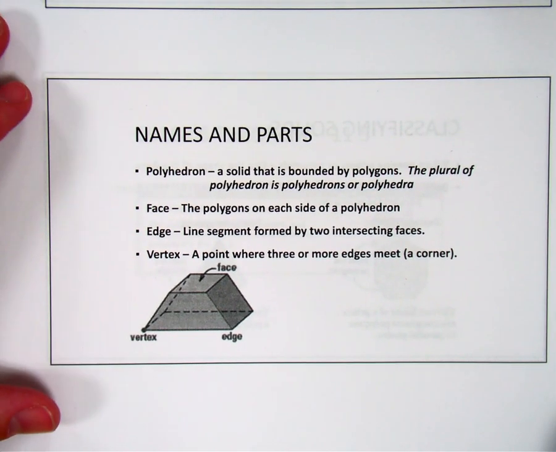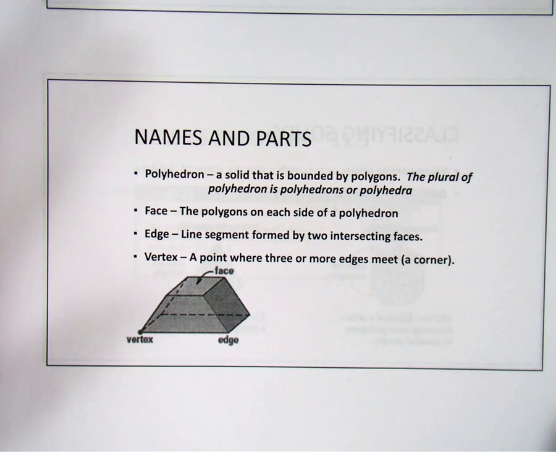Okay, we're going to start our study of three-dimensional figures here, or solid figures. Let's start out with names and parts. The general one here is going to be polyhedron. It's just going to be any solid that is bound by polygons. It's made up of other shapes on the sides. The plural of polyhedron is polyhedrons or polyhedra.